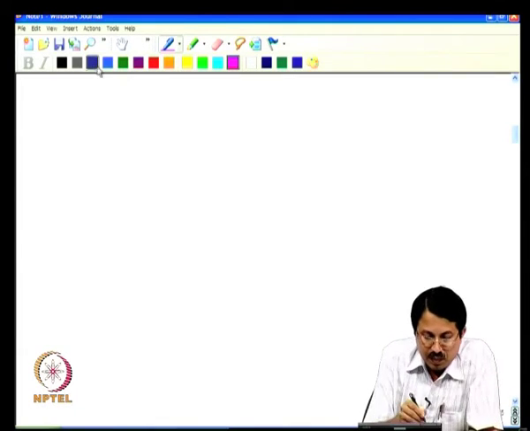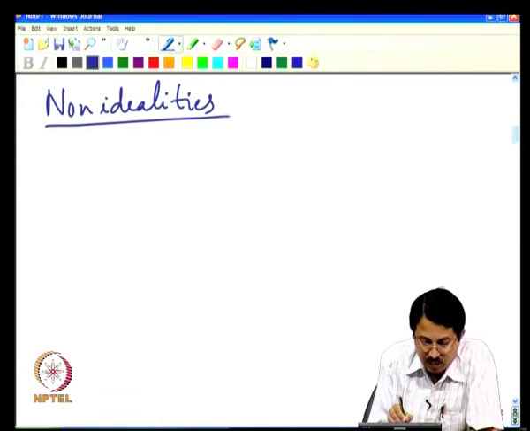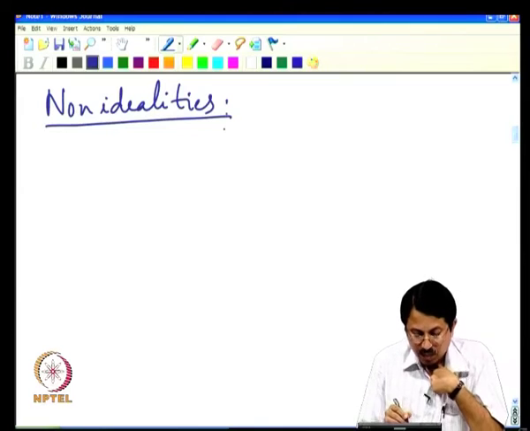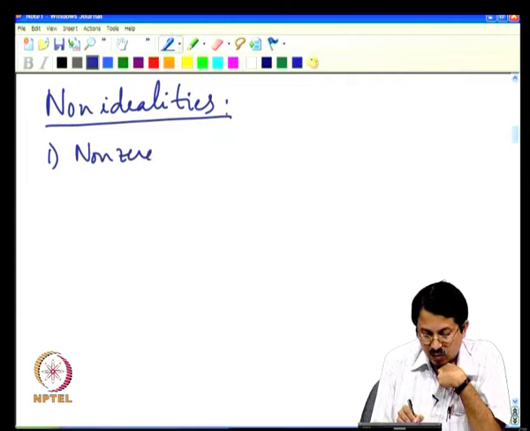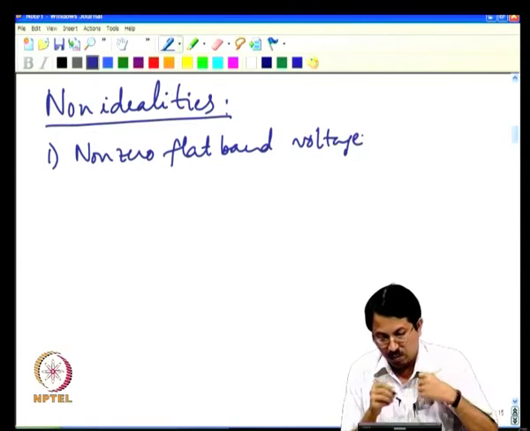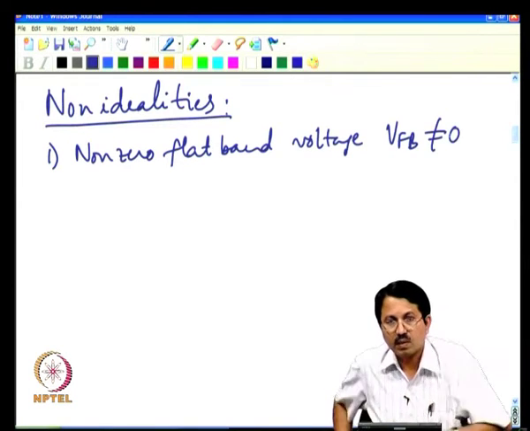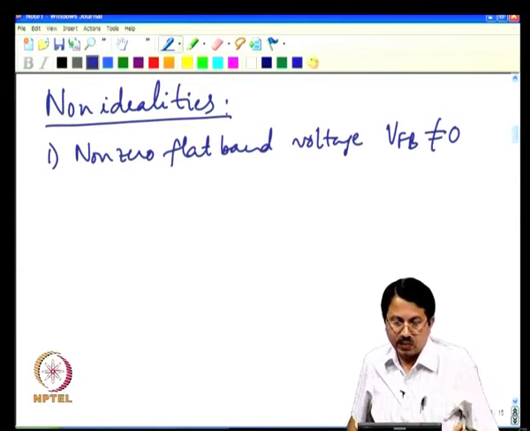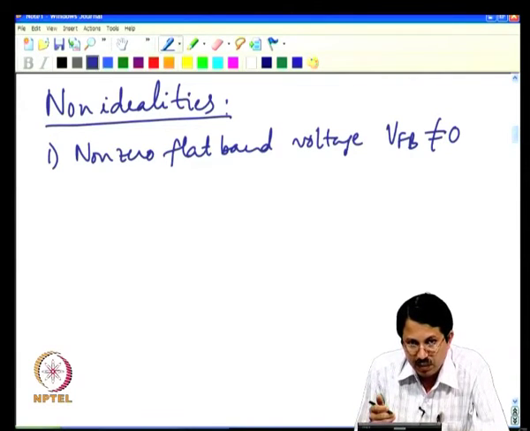Okay. So, now let us look at the first thing, which is non-zero flat band voltage. So, VFB not equal to 0. What are the contributors for VFB?